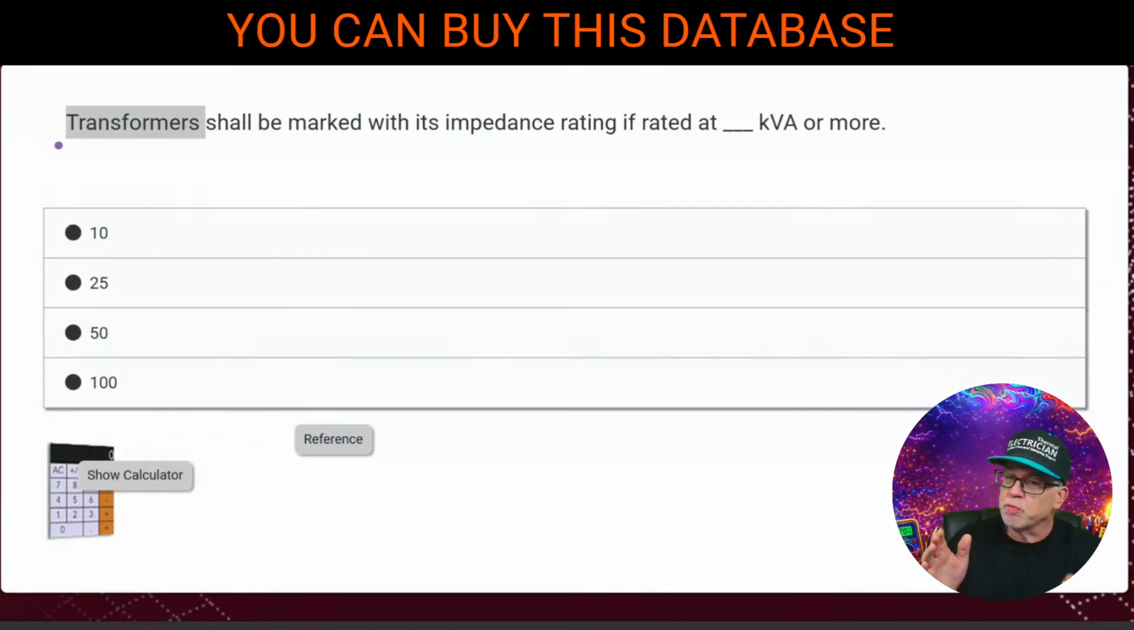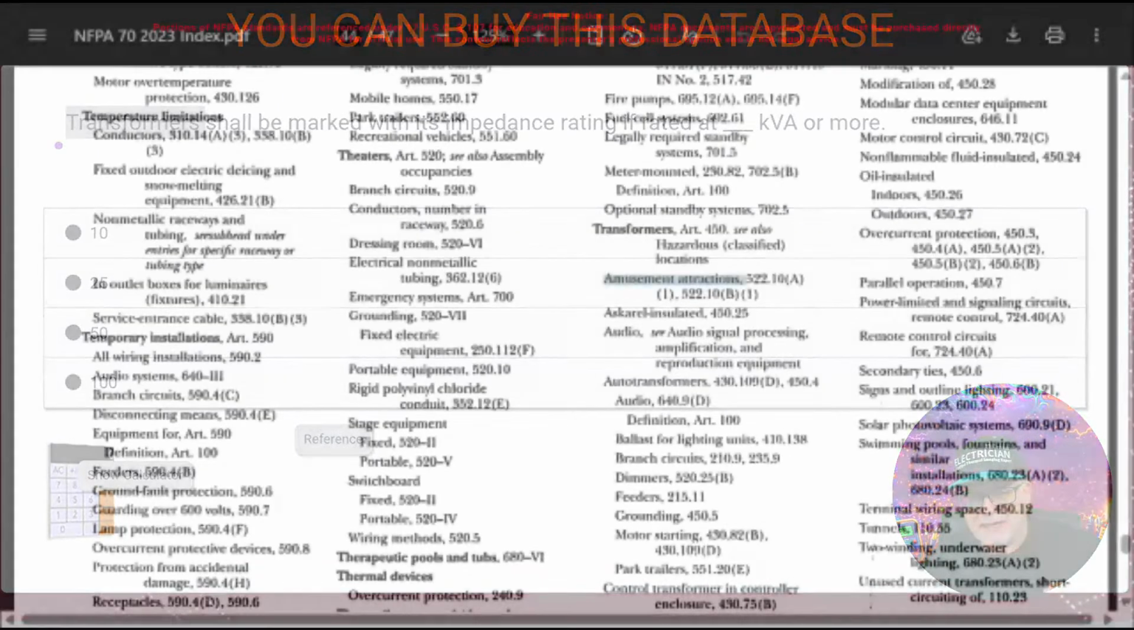Also, you could use bold scanning and go to Article 450 and scan those bolds and look for markings and things like that. Obviously, it's a KVA rating, so it'll be 10, 25, 50, or 100. All those things, even the answers in the question, can be very beneficial to you. All right, so let's go on back here.